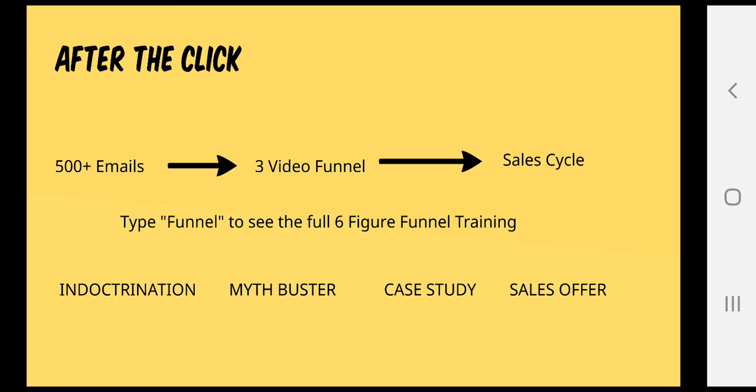And then finally, the sales offer is part of the sales cycle. And the indoctrination, mythbuster, and case study, and the ebook, they tend to go for sometimes about 2 weeks. And the sales cycle goes for about 2 weeks through the emails. And that's how this works. And if you want to be able to see a really, really detailed explanation, click that button about learning the funnel.